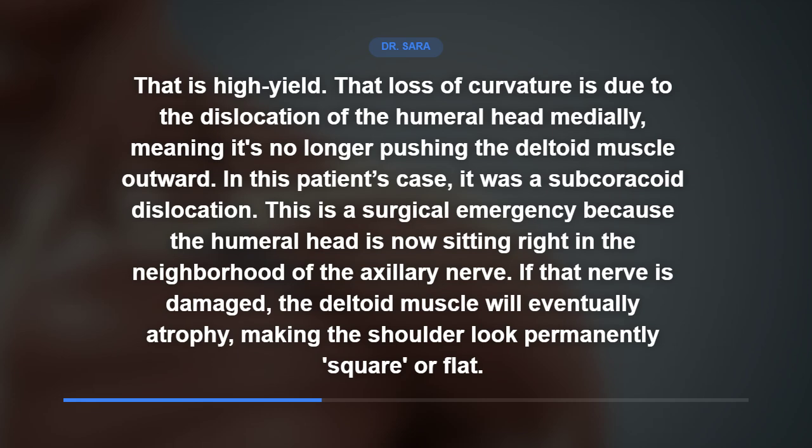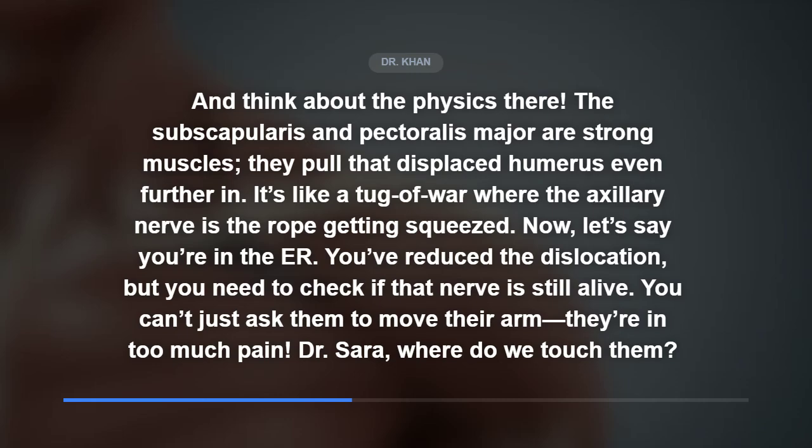That is high yield. That loss of curvature is due to the dislocation of the humeral head medially, meaning it's no longer pushing the deltoid muscle outward. In this patient's case, it was a subcoracoid dislocation. This is a surgical emergency because the humeral head is now sitting right in the neighborhood of the axillary nerve. If that nerve is damaged, the deltoid muscle will eventually atrophy, making the shoulder look permanently square or flat.